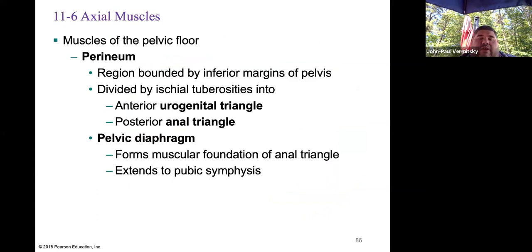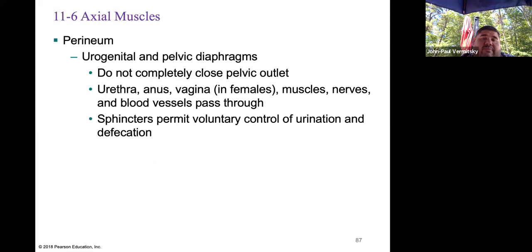The pelvic diaphragm will form the muscular foundation of the anal triangle, and the pelvic diaphragm will actually extend all the way down to the pubic symphysis. So the perineum, this is the urogenital and pelvic diaphragms. They do not completely close the pelvic outlet. The urethra, anus, vaginal tract in females, muscles, nerves, and blood vessels will all pass through the perineum.